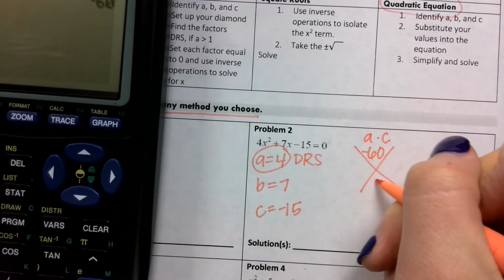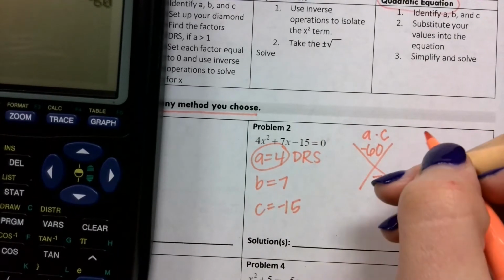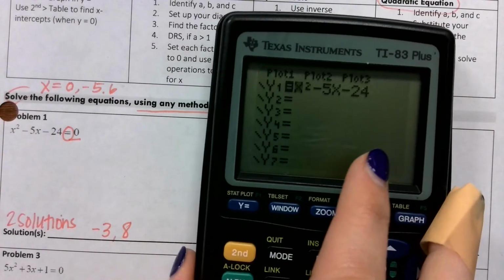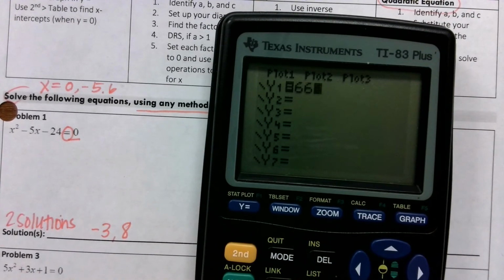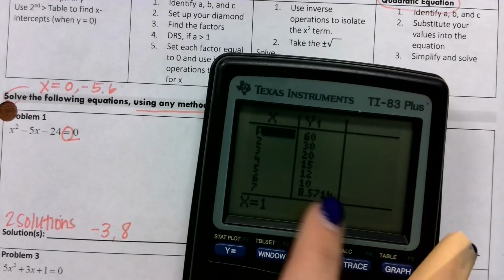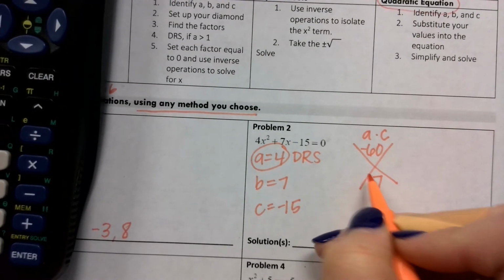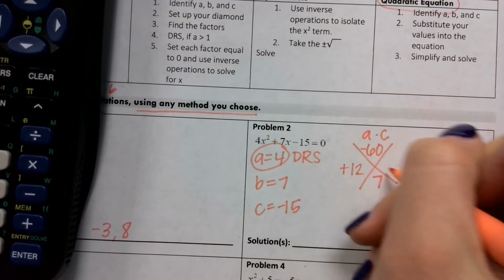B is 7. What are numbers that are going to multiply to negative 60 that are going to add to 7? I know this off the top of my head, but if you wanted to double check your factors, you do the top number, 60, divided by x, and then go to the table, and that will give you your positive whole number values. And here I can see that 12 and 5 are going to multiply to get to 60. So positive 12, negative 5.